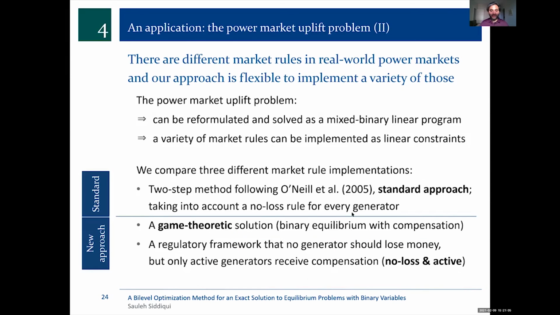And we're going to compare different market rule implementations. So we're going to compare the standard approach, like what happens now. And then we're going to compare 2 approaches from our side. One is a game theoretic solution, which is what we advocate for. So we say that you might not need to pay as much compensation payments to clear the market. And then the other one is one that's being considered right now, which is basically this idea.